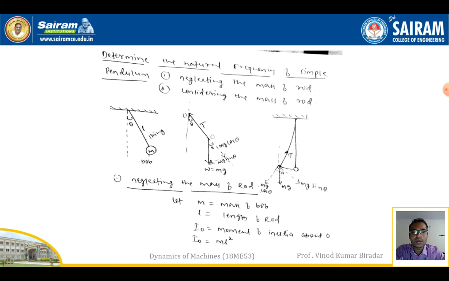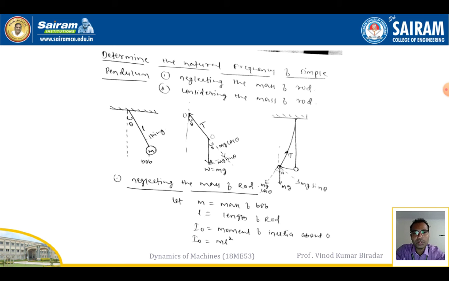Neglecting the mass of the rod, the first case: let m be the mass of the bob, l the length of the rod, and I naught the moment of inertia about the point O. I naught is equal to m l square.